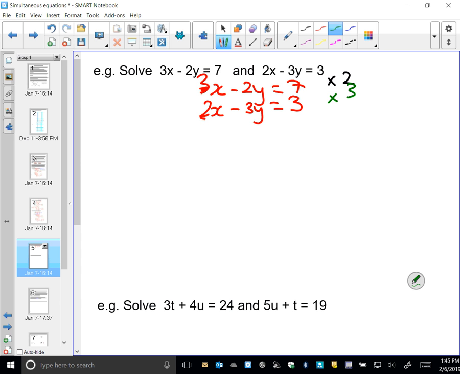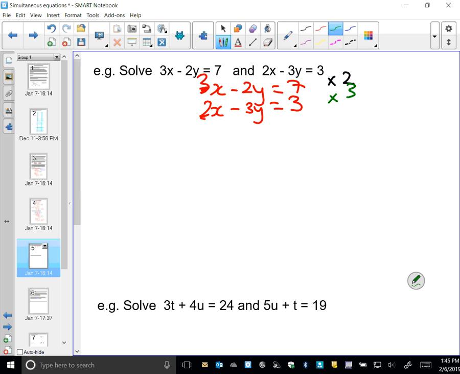Now, if, as Aria said, you chose to make them both 12s, totally fine. You can make them both the same. Whatever number you choose, you will get the correct answers. But you just have to make sure that you are making them the same value. So ideally you're looking for the lowest common multiple, but it doesn't have to be.